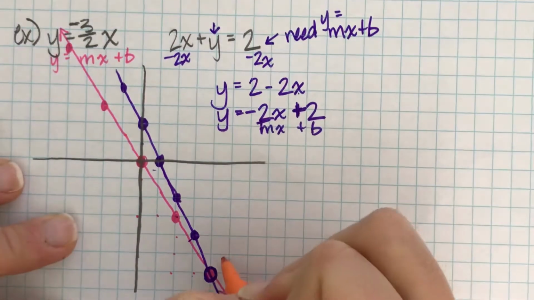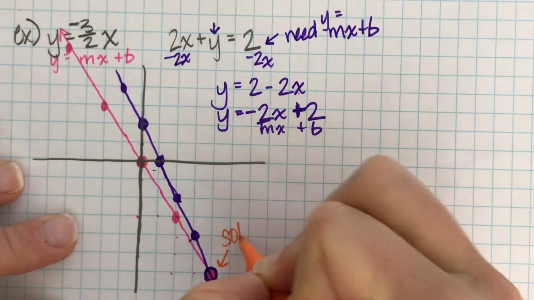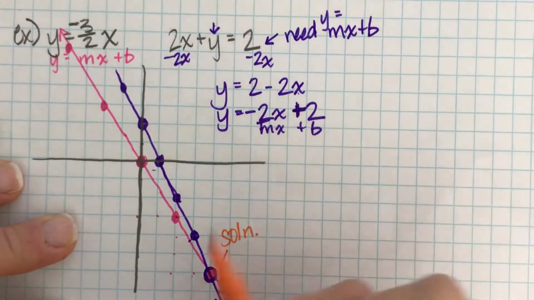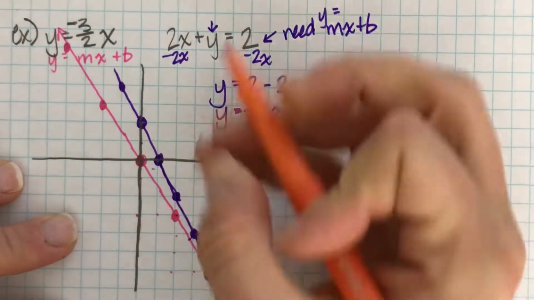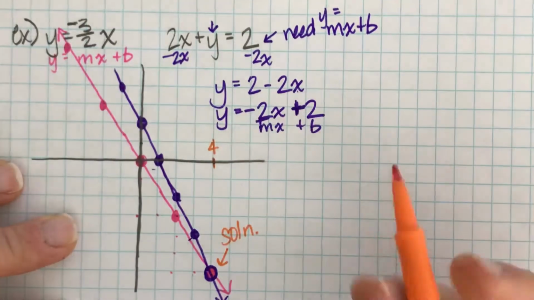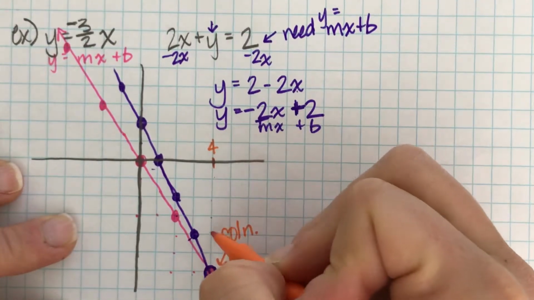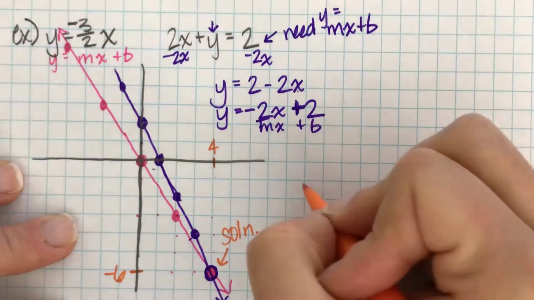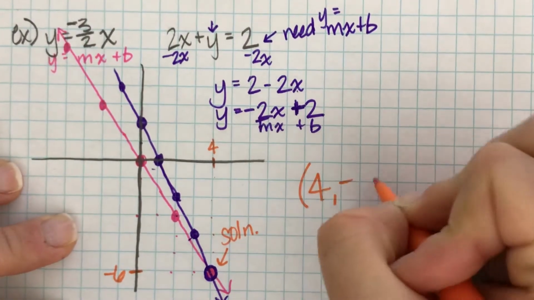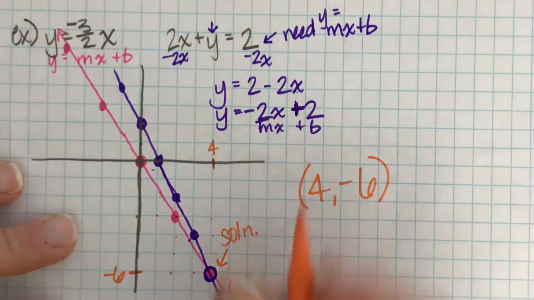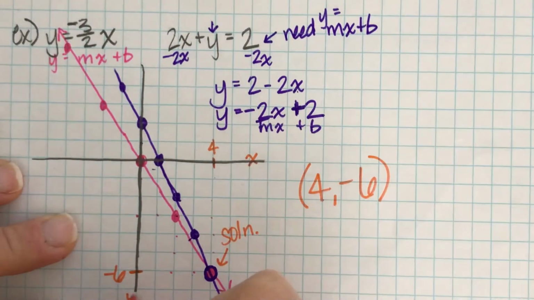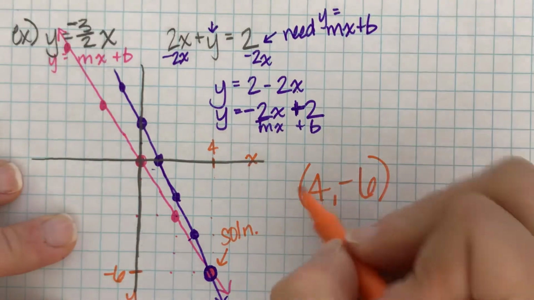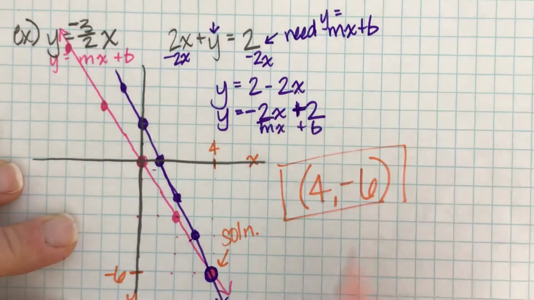So that means that's my solution right there. And if I start counting, let's see, it's over 1, 2, 3, that would be over at 4, and it's down 1, 2, 3, 4, 5, down here at -6 because I went down. So my answer would be 4 for the x value, -6 for the y value. There's my x's, there's my y's, okay? So that's the answer to that one. Good luck.